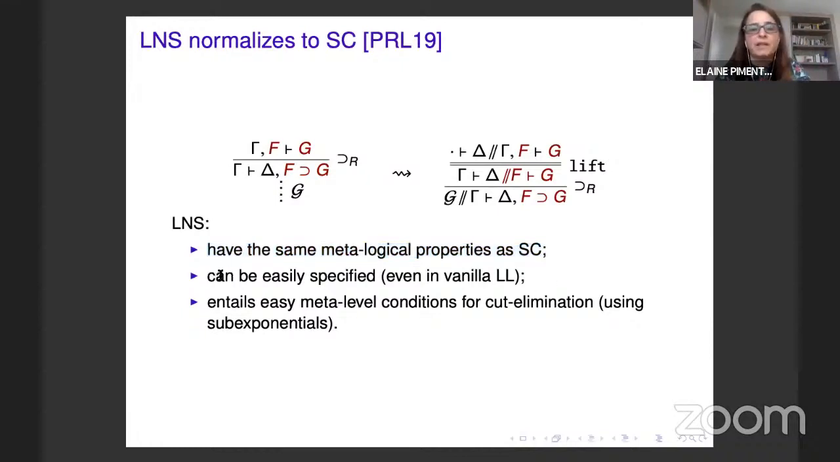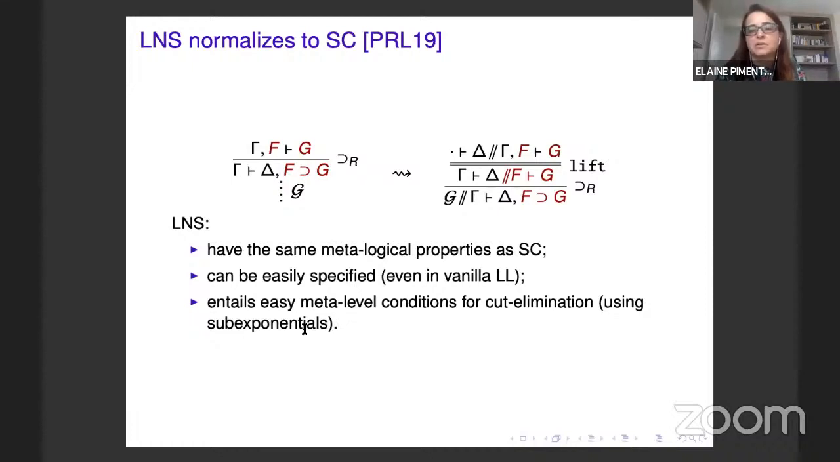And the nice thing is that linear nested systems for multiple-conclusion intuitionistic logic, you can specify in vanilla linear logic. You don't need subexponentials. Of course, you need the components, so you're going to use labels. It would be the same as using labels in a sequent system. So you don't need subexponentials for that if you use labels.